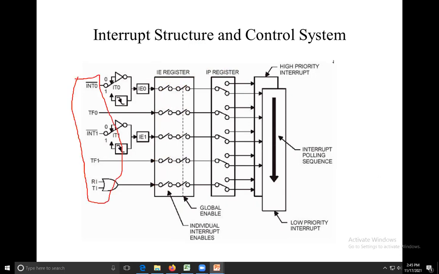We have 5 interrupts. Which are these? Two interrupts are INT0 and INT1, two timer interrupts TF0 and TF1, and one is the serial interrupt, RI and TI.